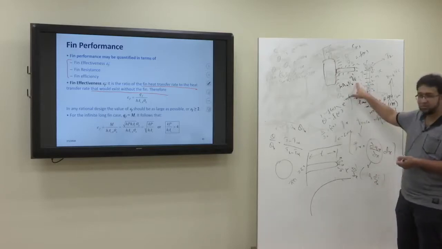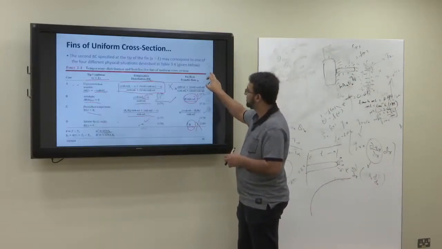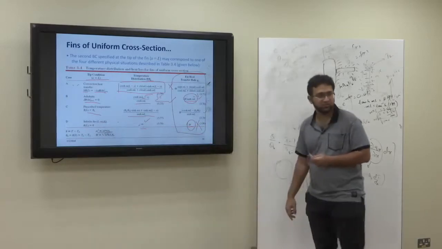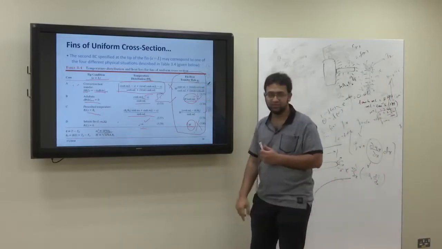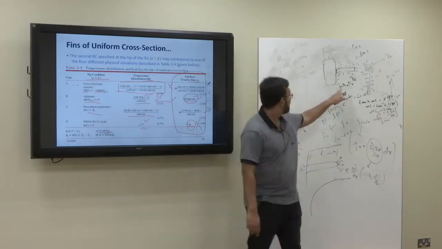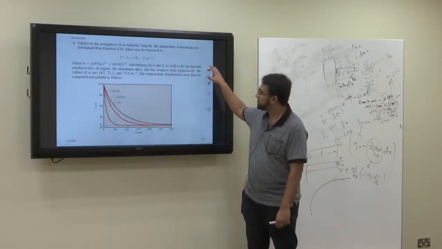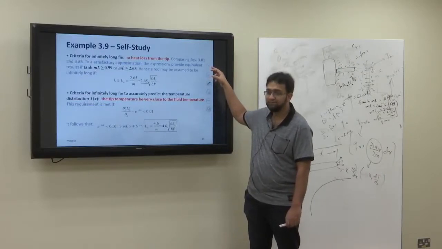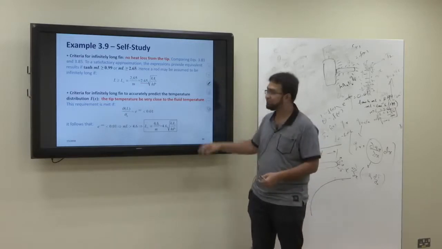What is this QF? This QF is this. That's the heat transfer from the fin, the fin heat transfer rate, QF. Is it clear? So fin effectiveness is what? QF upon h A_CB theta B. Do you understand this or not? So if you increase the area of the fin, that means the heat transfer will increase. QF will increase. Effectiveness will increase.